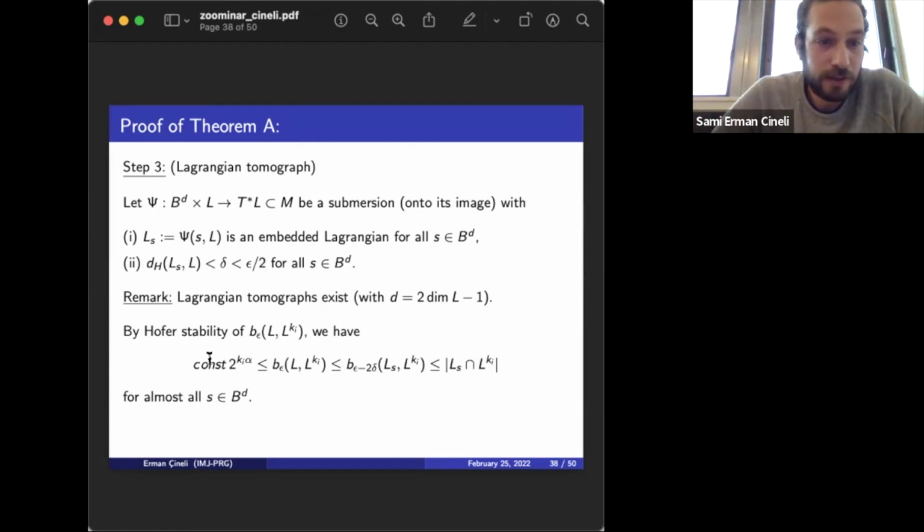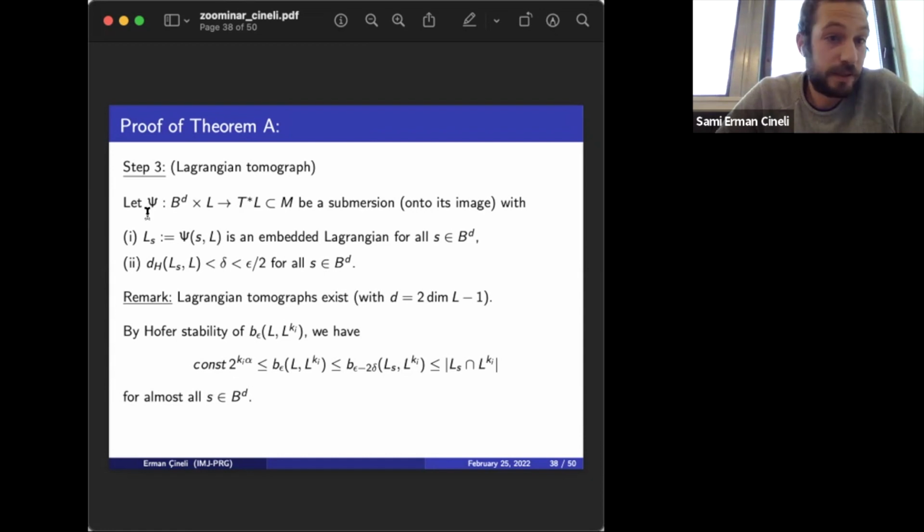So recall that we had that B epsilon of L comma L to the Ki is bounded from below by some constant times 2 to the Ki alpha for a sequence Ki going to infinity. This is by assumption. Now by Hofer stability of B epsilon, we get the second inequality because delta is less than epsilon over 2. This is fine. Now the third inequality holds for almost all S in B.